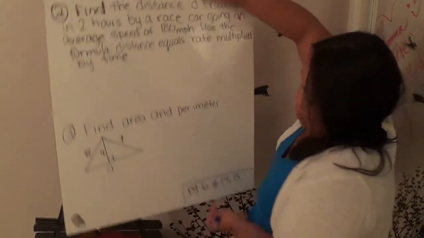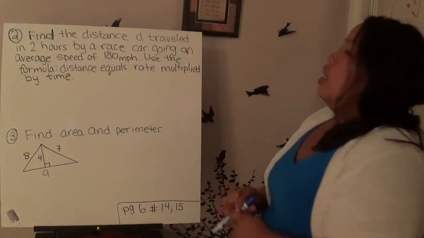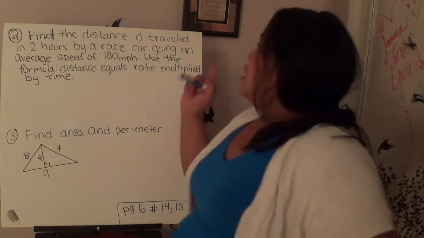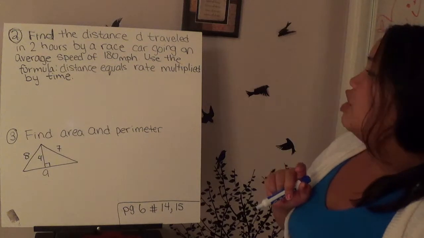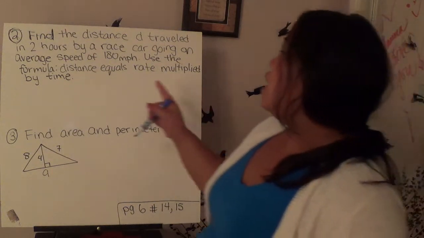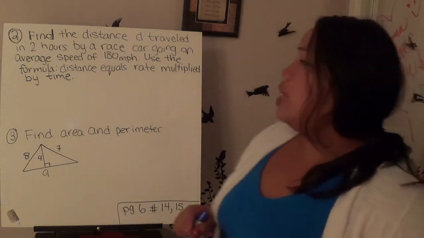Our next one, it says here to find the distance d traveled in 2 hours by a race car going an average speed of 180 miles per hour. Use the formula distance equals rate multiplied by time.